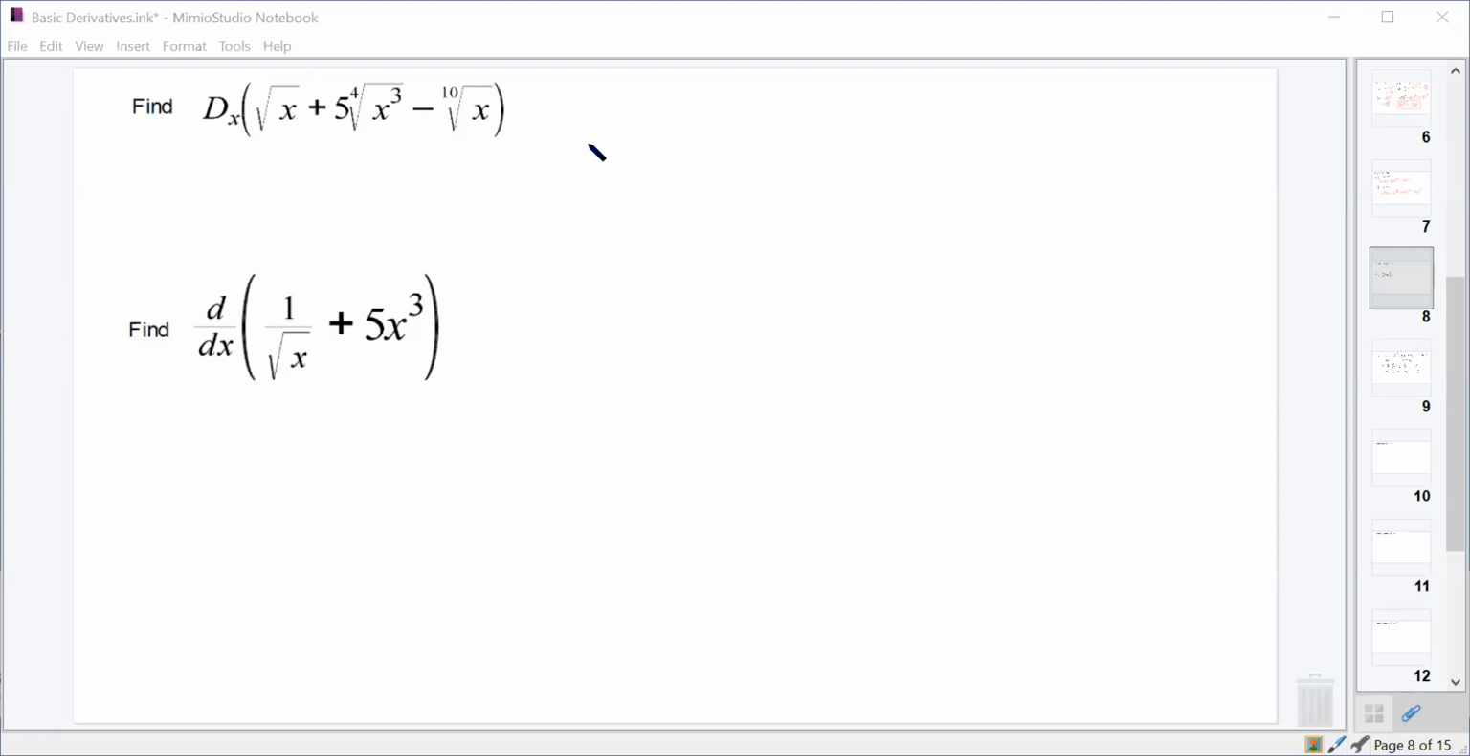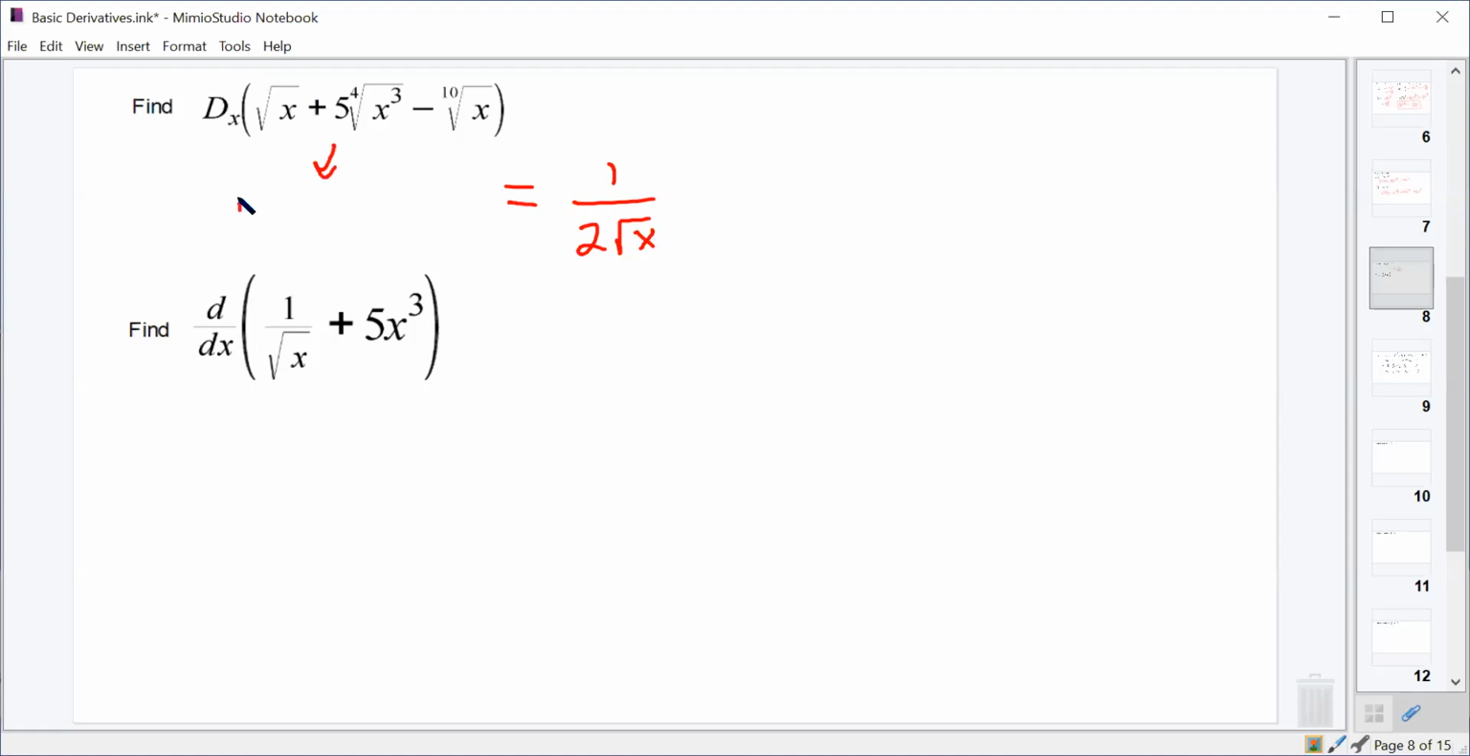You're good? Okay, so let's do this first one here. Root x, so that's one you're going to just have memorized, right? That should be 1 over 2 root x. Or if you wrote it as 1/2 x to the negative 1/2, that's fine.